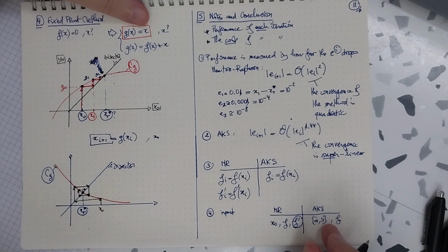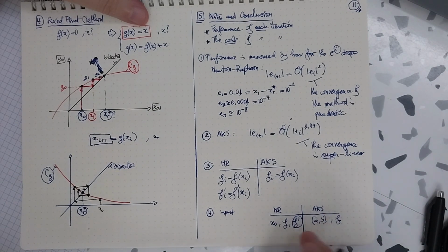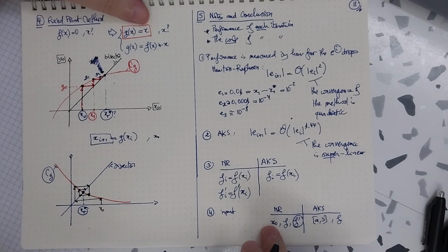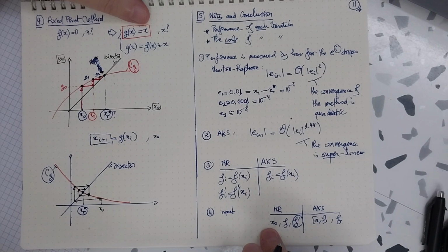So the input here is simpler, while even the choice of the start point is problematic. You could choose a point that makes the method divergent. So this is the input.